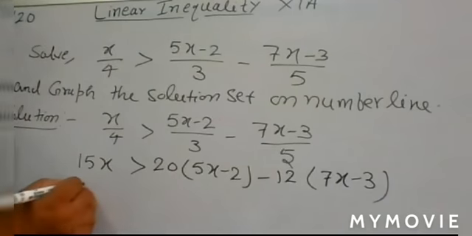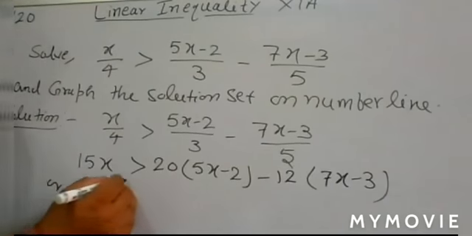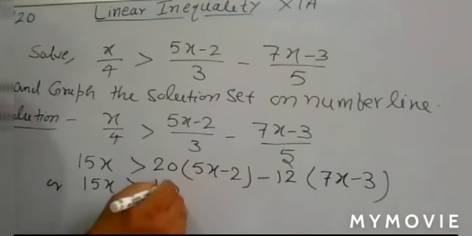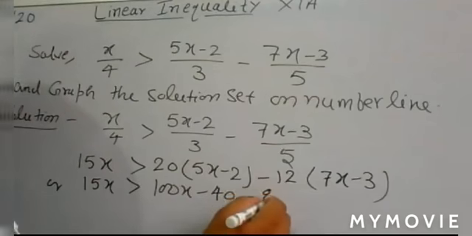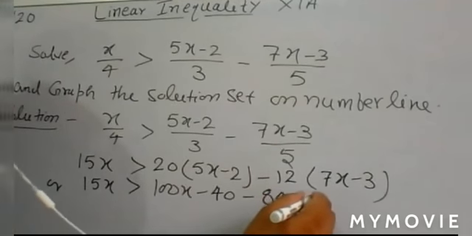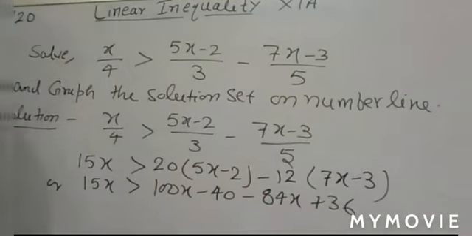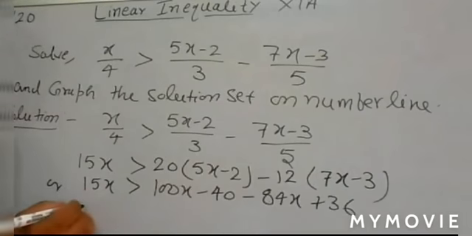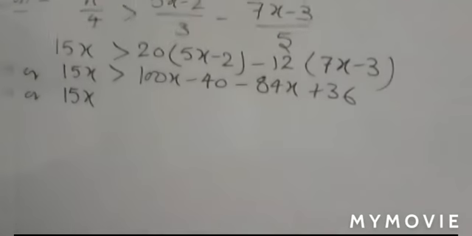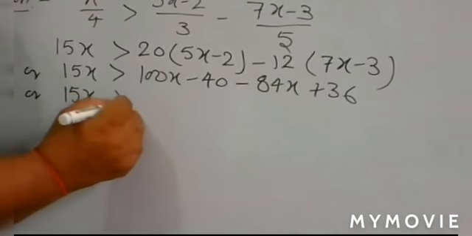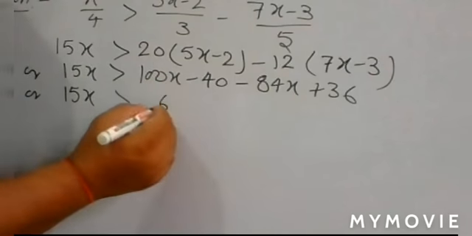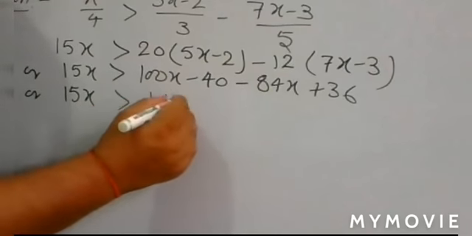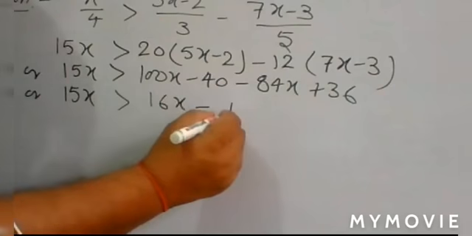Now just multiplying, 15x greater than 100x - 40 - 84x + 36. Just write one more step: 15x greater than, just solve here, 100 minus 84 is 16, so 16x, and -40 + 36 is -4.